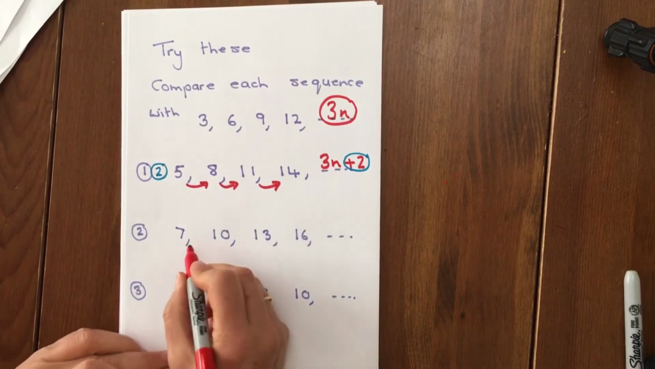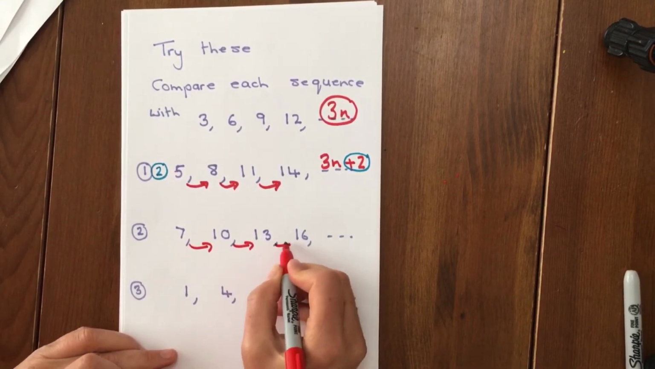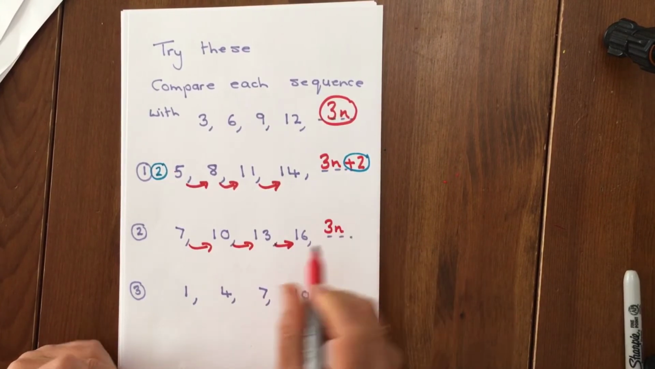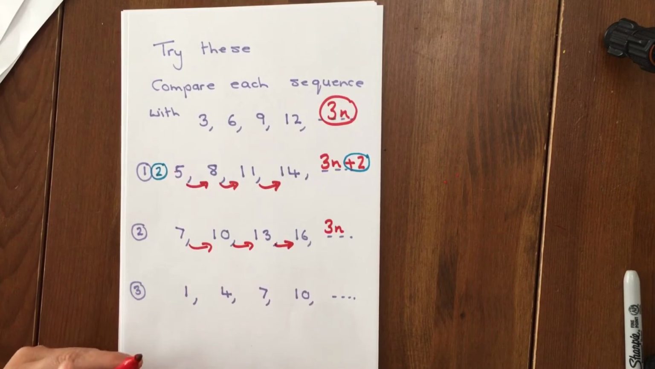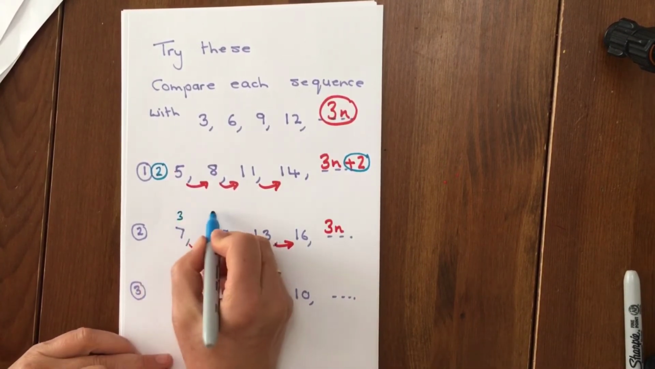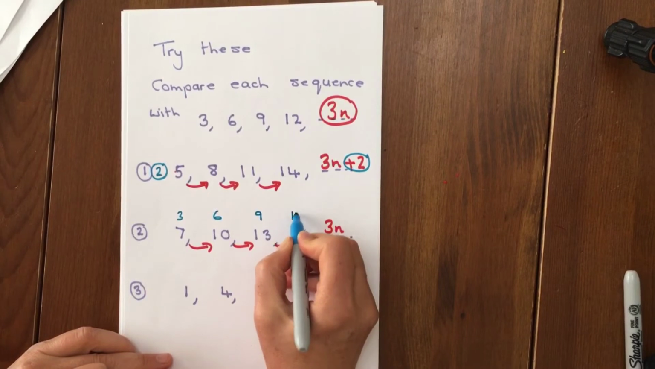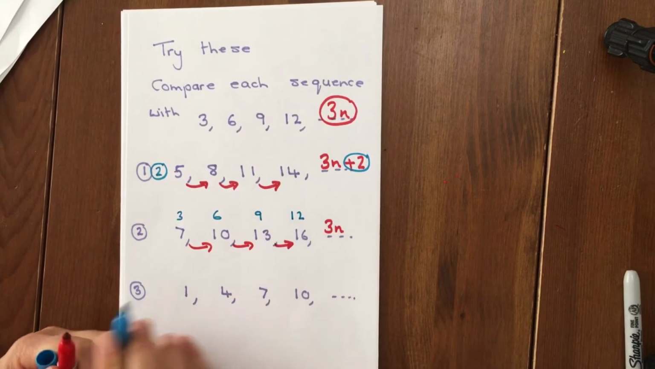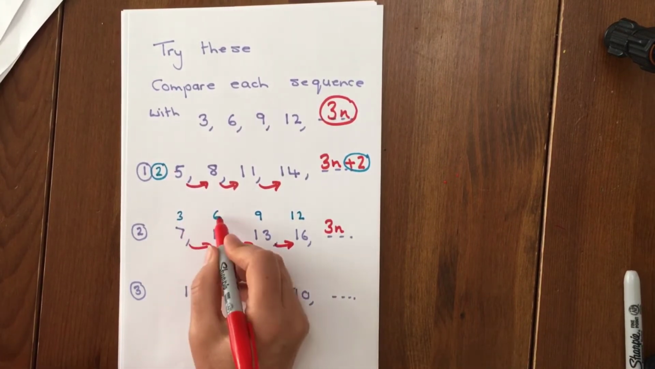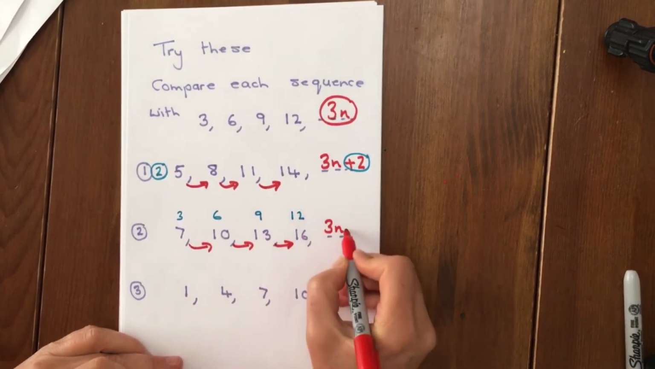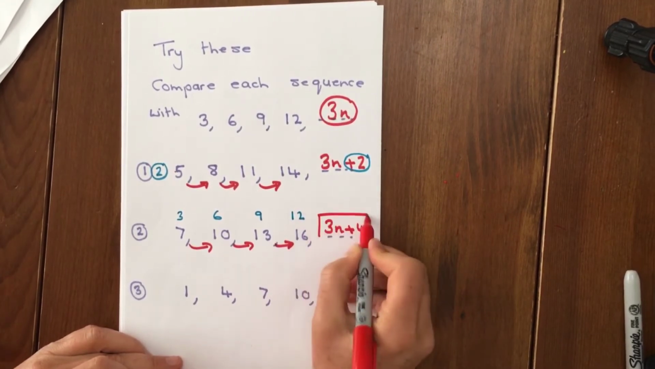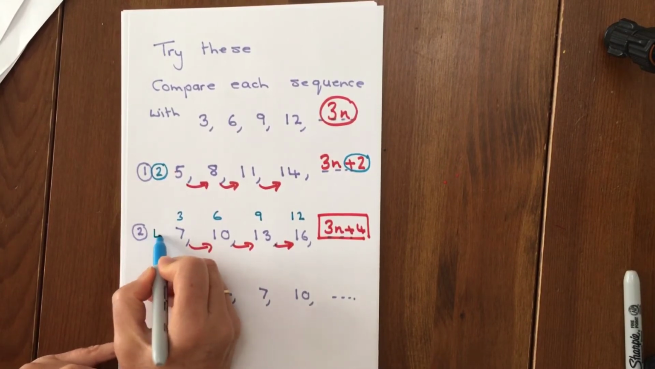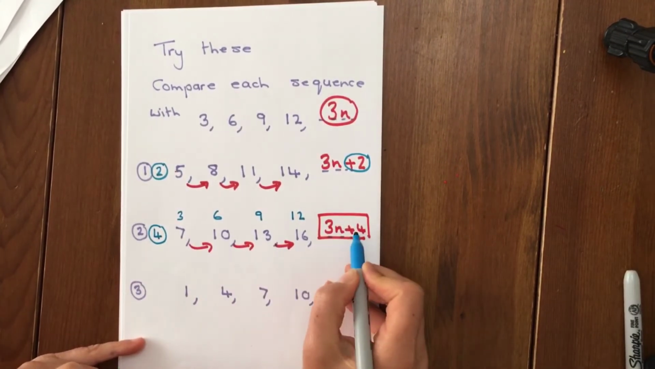Okay, this one is going up 3 each time. I know it's going up 3 each time, so I know it's 3n. Okay, I'm going to compare it with, if I just write down the 3n term on the top, that might be easier to compare. Each time I'm adding 4. So 3 add 4, 6 add 4, 9 add 4, 12 add 4. So this is my nth term. If I go back 3, I can see I've got 4, which is what I'm adding.